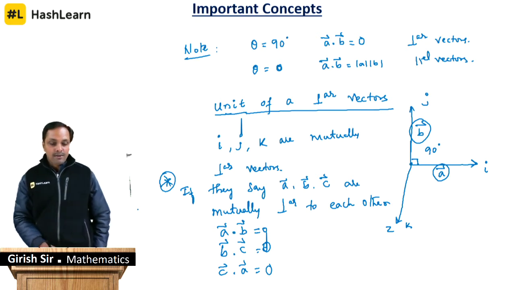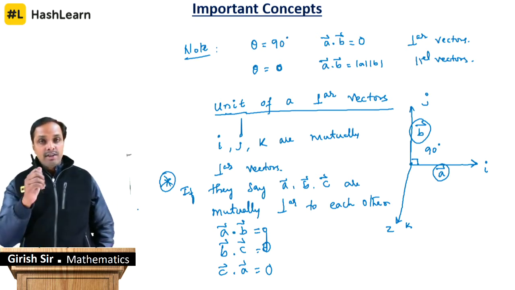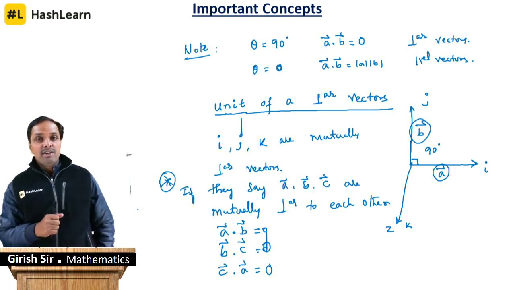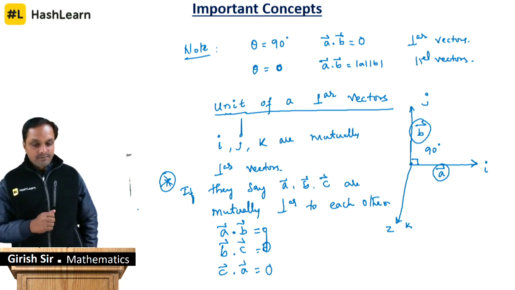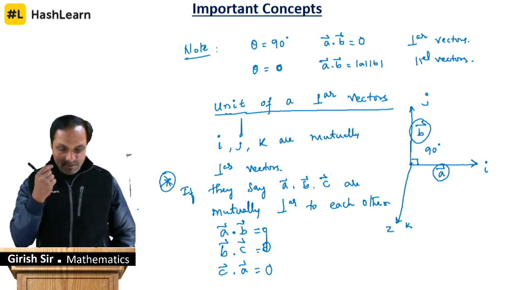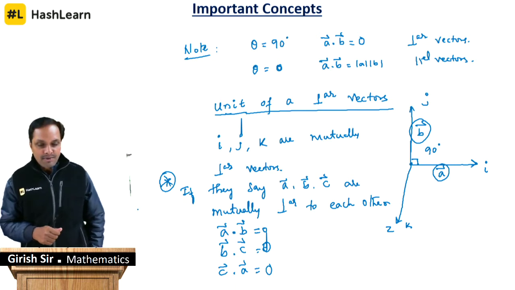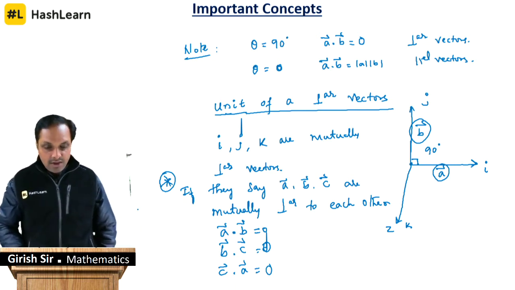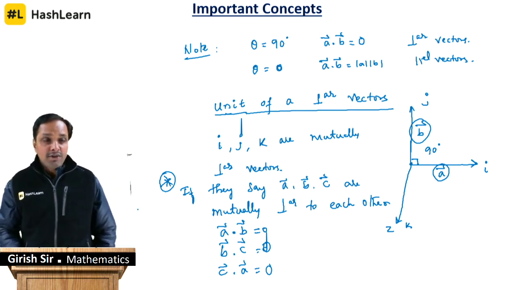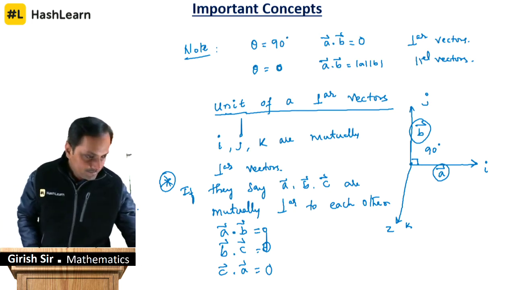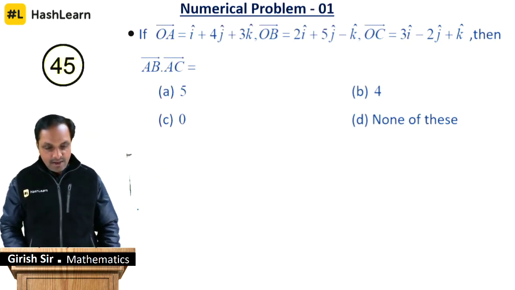A dot B is 0, B dot C is 0, and C dot A is 0 when they say the vectors are mutually perpendicular to each other. Okay, fine then. So with these basics we can start solving the problems on vectors. You will have 45 seconds for each problem. Try to give the right choice. So let us start with the numerical one.